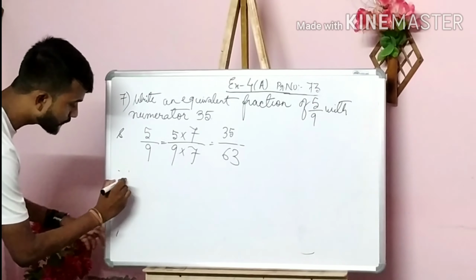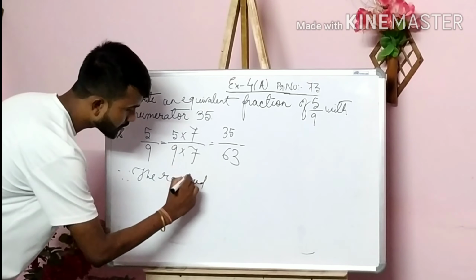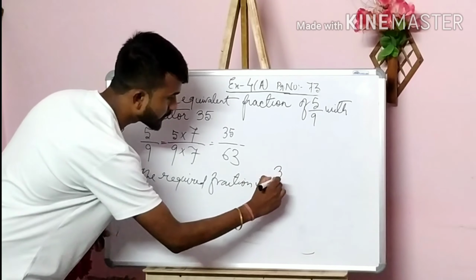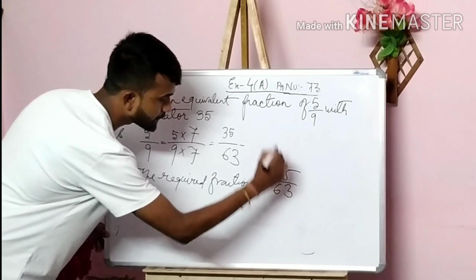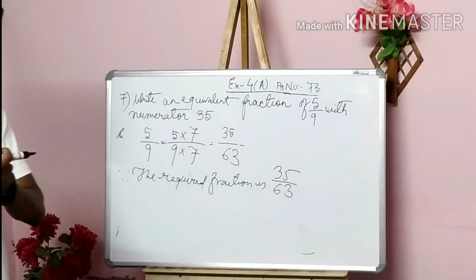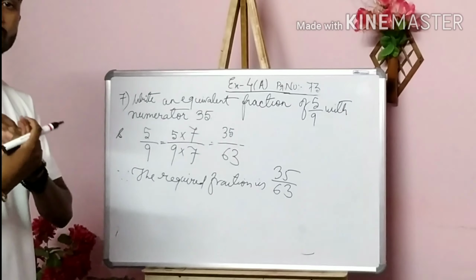So you write, therefore the required fraction is 35 by 63. So copy this answer. I think you have got it. It's very easy. So after some time we are going to do question number 8.